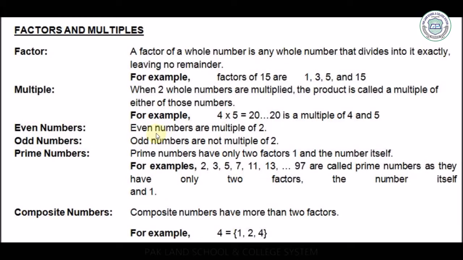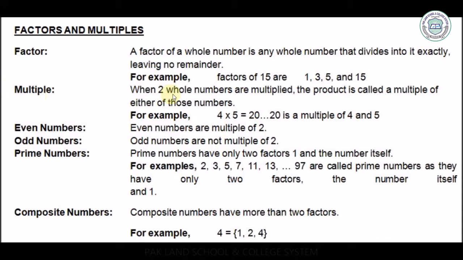Today we will do factors and multiples. Factor. A factor of a whole number is any whole number that divides into it exactly, leaving no remainder. For example, factors of 15 are 1, 3, 5 and 15.